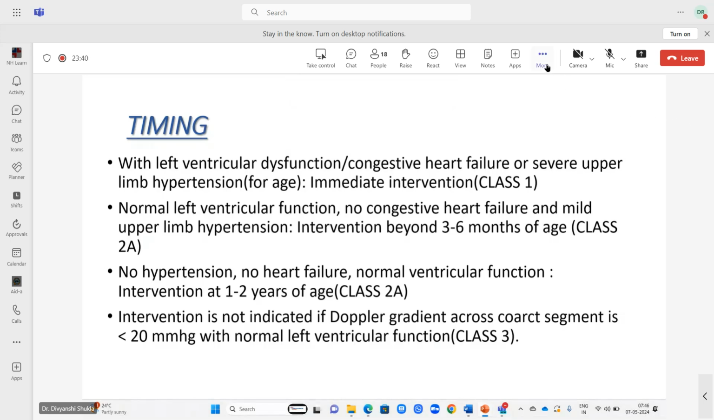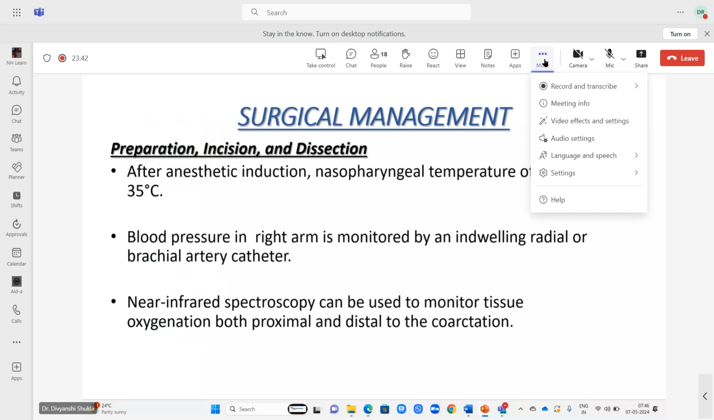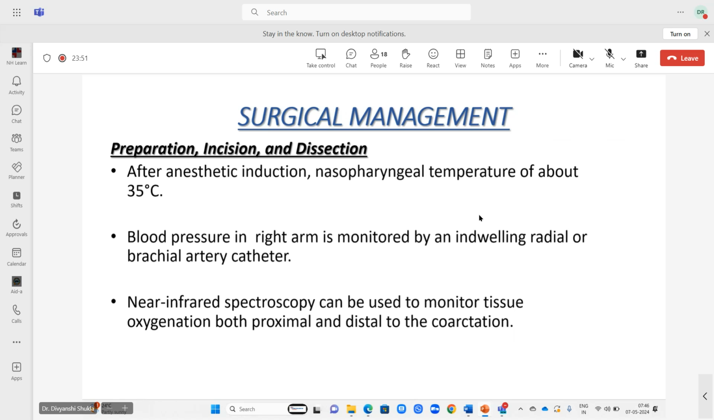Surgical management. After anesthetic induction, nasopharyngeal temperature is about 35 degrees Celsius. Blood pressure in the right arm is monitored by indwelling radial and brachial femoral artery lines. Near infrared spectroscopy can be used to monitor tissue oxygenation, both proximal and distal to the coarctation.